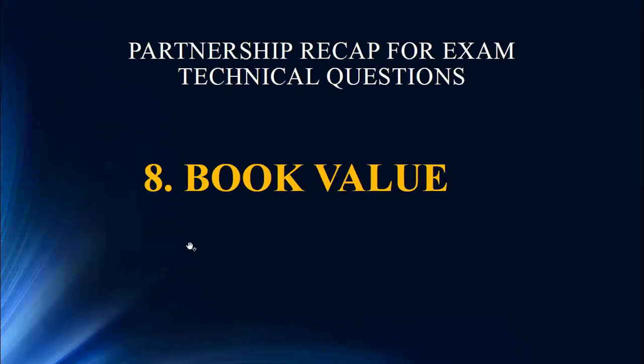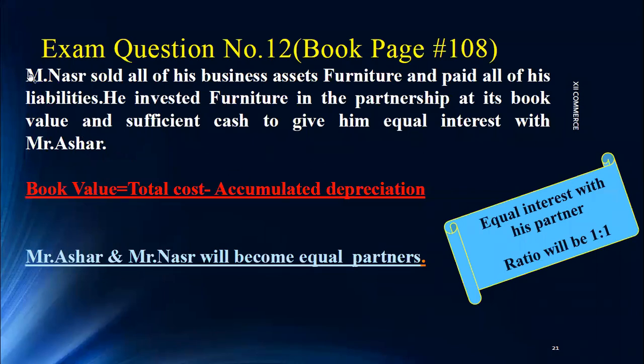The 8th part is book value. Yes, how we are focusing the book value. We have done the formula for the book value. Total cost of the fixed asset minus accumulated depreciation is your book value. Then I proceed towards this part in which they have talked about the book value. Mr. Nasser sold all his businesses except furniture and paid all of his liabilities.